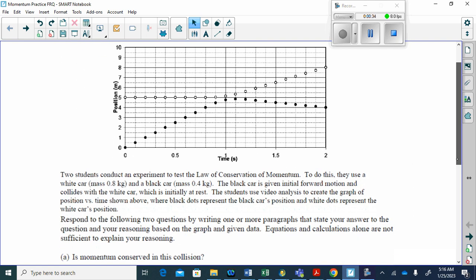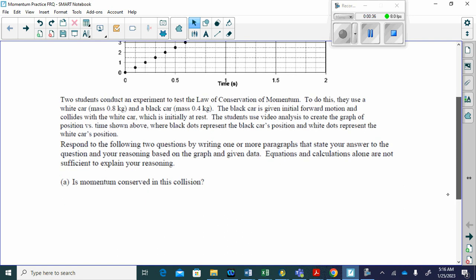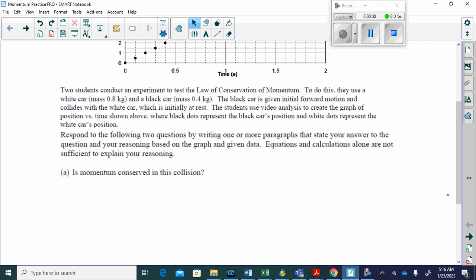Now, our question tells us to write a paragraph, so your answer should be in a paragraph. I will go over what should be in your paragraph, but we will not just write sentences, we will also have equations and calculations, but those are not enough to explain the answer to this. So you need both words and equations to properly do this problem justice. So our question in part A: is momentum conserved in this collision?